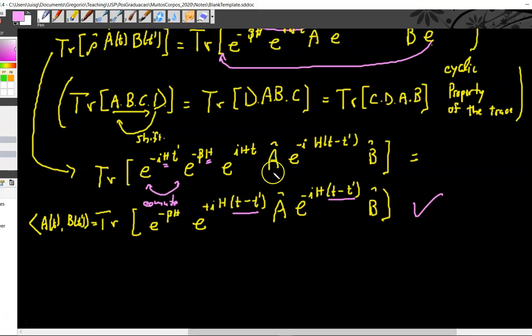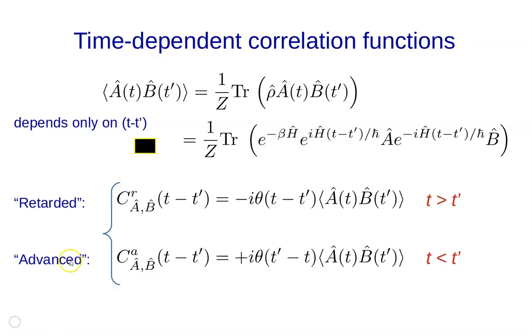So this only works because we're talking about a trace. Yeah, and then there's the 1 over Z here. Sorry, oops. So yeah, 1 over Z, 1 over the partition function. So let's go back to the slide. Okay, good. So we just showed that this expected value of the product of A at time t and B at time t' will only depend on the difference between t and t'. Notice, however, that this difference can be either positive if t is larger than t', or negative if t' is larger than t.